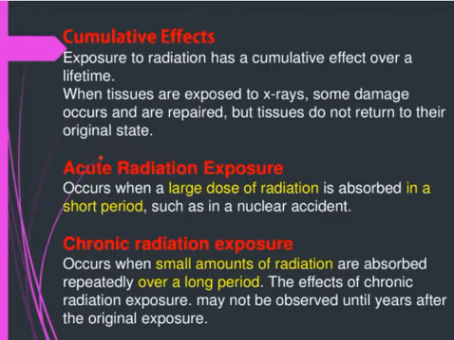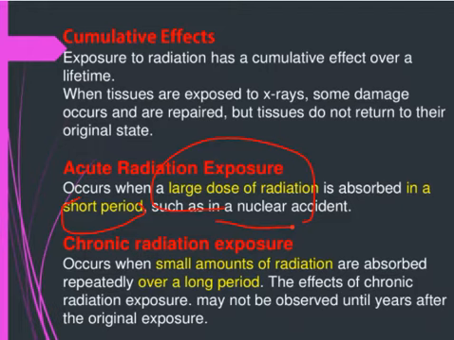So, what is acute? Acute, as you know, means a short period of time, and chronic means a long period of time. So, if radiation exposure occurs in a short period of time in a large dose, then it is called acute radiation exposure, such as in the case of a nuclear accident. A nuclear accident is like a nuclear exposure to people working in a nuclear power plant.